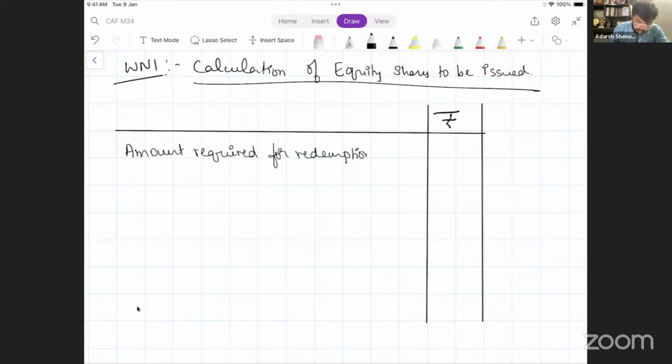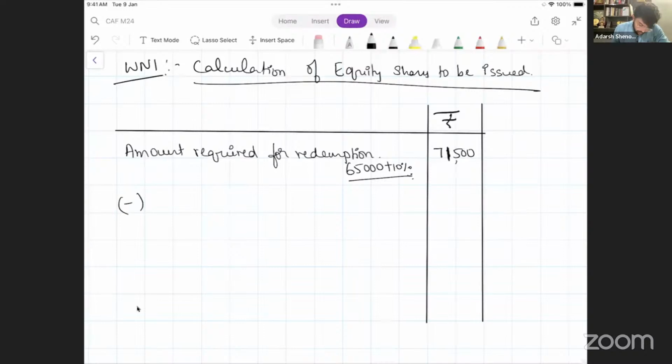Amount required for redemption. I'm just showing you the calculation we did on the calculators. So we will need 65,000 plus 10%. This 10% is towards premium. 71,500. How are we going to source the 71,500?